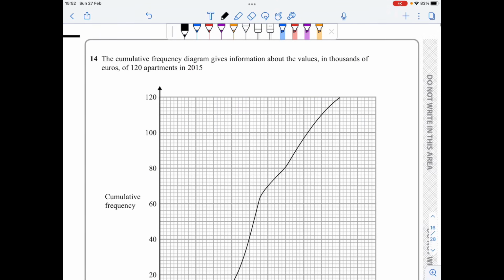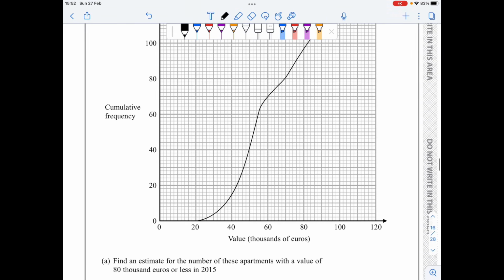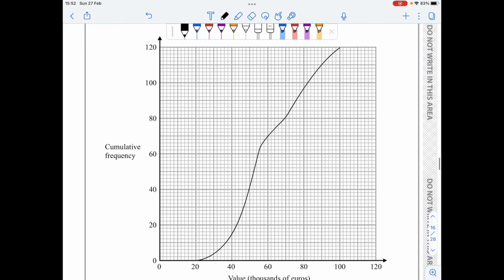In question 14, I'm given the cumulative frequency diagram, and I need to find an estimate for the apartments with a value of 80,000 euros or less. So I'm going to go on the x-axis, find 80, find the corresponding y value, and that's the answer I need. And the reading comes out to be 97.